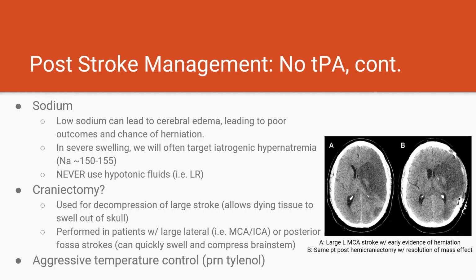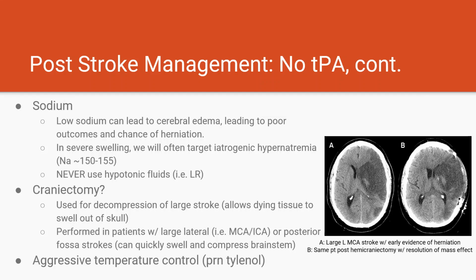Luckily, we do have a few measures to combat this if it really becomes severe, and one of these is the use of hypertonic fluids, and typically sodium. So low levels of serum osms can cause fluids to enter neurons and lead to cerebral edema and eventual herniation, and so it's actually not uncommon for us in the neuro ICU to target iatrogenic hypernatremia, levels as high as in the 150s. For this reason, it's really important to never ever give a patient hypotonic fluids such as lactated ringers, as you can acutely worsen cerebral edema.